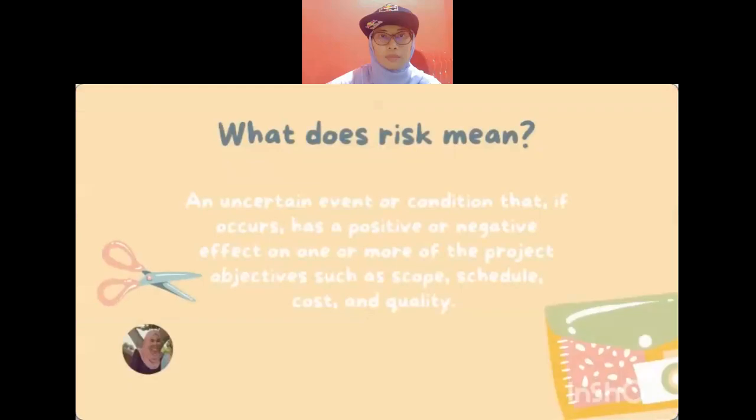What does risk mean? Based on the PMBOK guide, the definition of risk is an uncertain event or condition that, if it occurs, it has a positive or negative effect on one or more of the project's objectives, such as scope, schedule, cost, and quality.